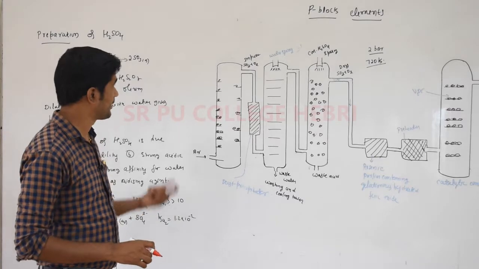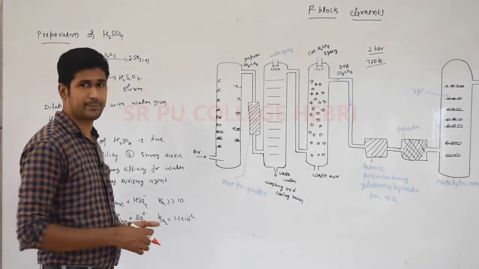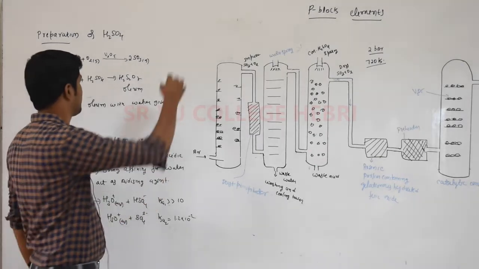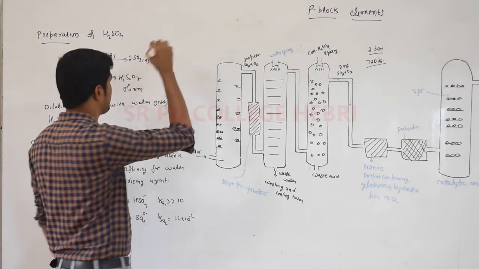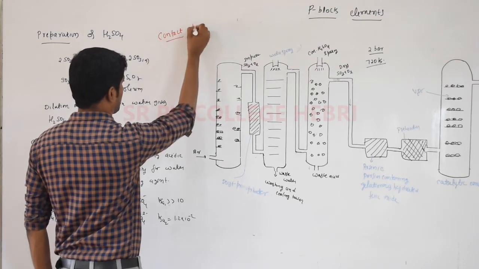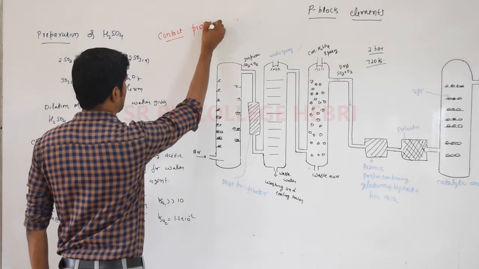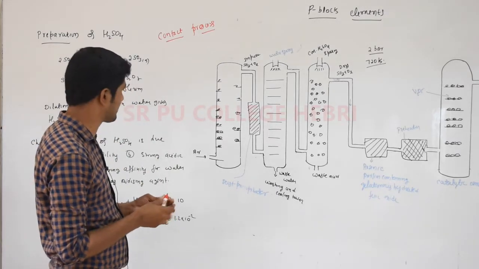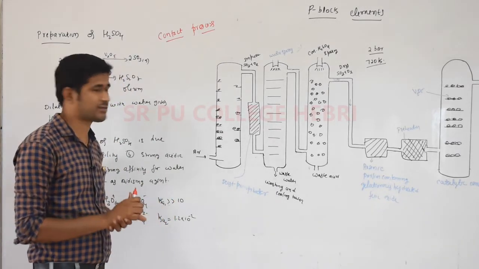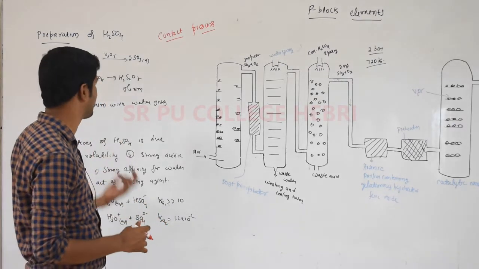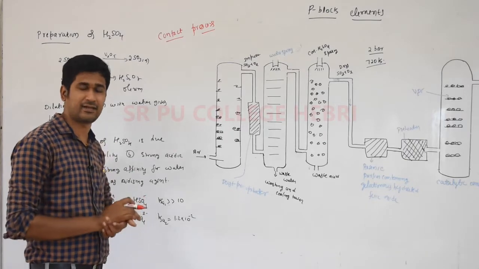Hello students, in our previous class we were discussing the preparation of concentrated sulfuric acid. The industrial method of preparation is the contact process. In the contact process there are three steps. The first is the conversion of solid sulfur into sulfur dioxide. The next step is oxidation of sulfur dioxide into gaseous sulfur trioxide.